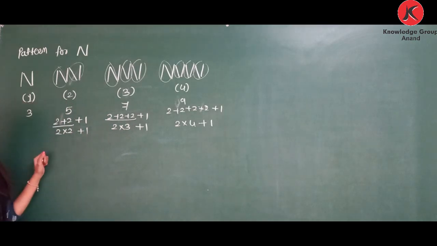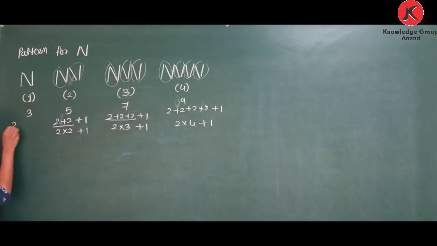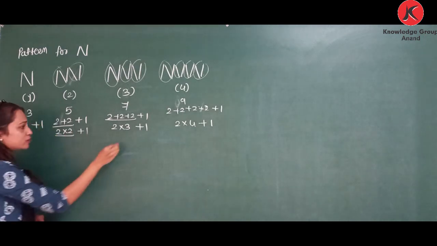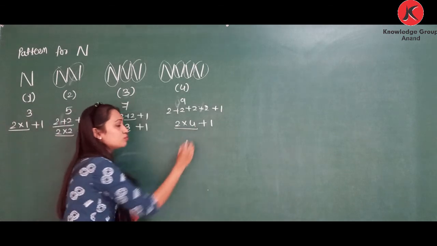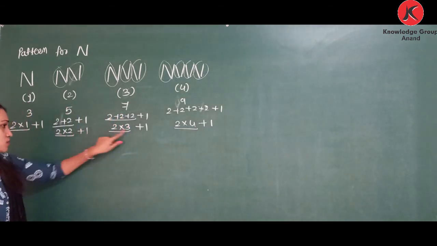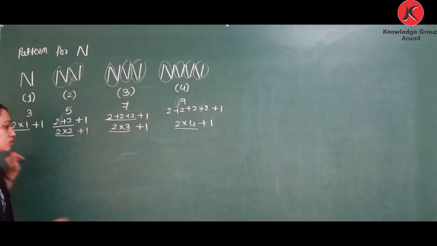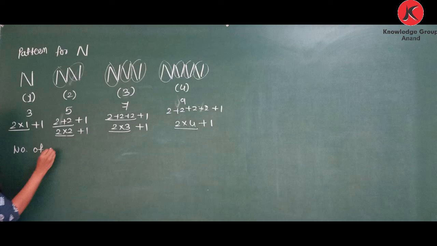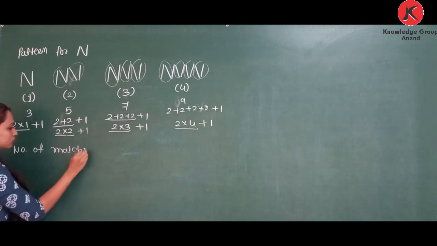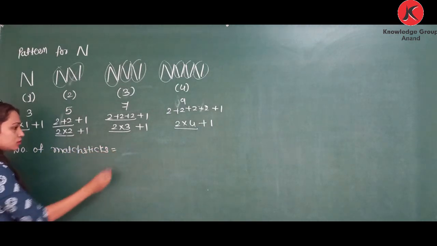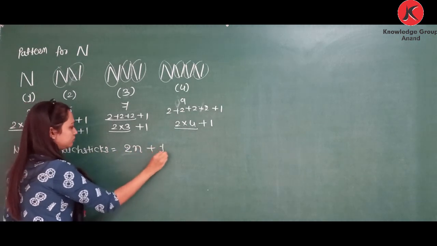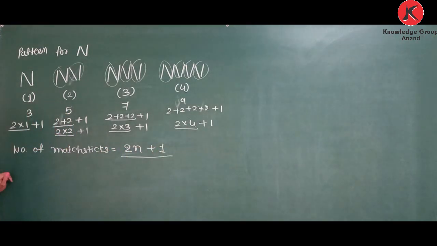So what will be the rule for n? Here it is 2 multiply 1 plus 1. So this is 2 multiply 1, 2 multiply 2, 2 multiply 3, 2 multiply 4. So this number is changing, so that will be our variable, and 2 and 1 will be constant. So here the number of matchsticks will be 2n plus 1. So let's take one more example. This way you can find the rule for any pattern.